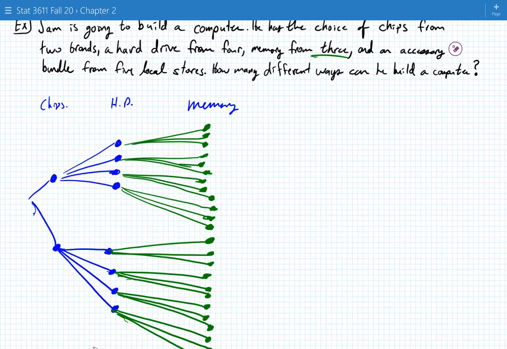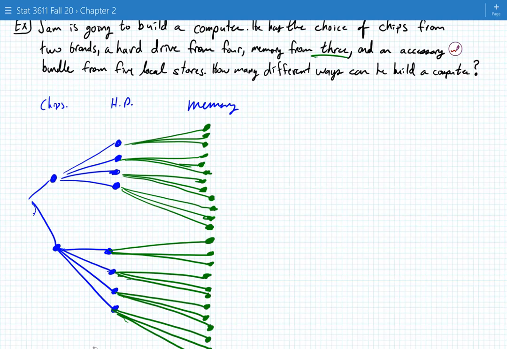Let's try that again. Let me reset my battery here on the stylus, unfortunately. So for each of these green dots, we're going to have 5 options. Each of these green dots are going to have 5 options.